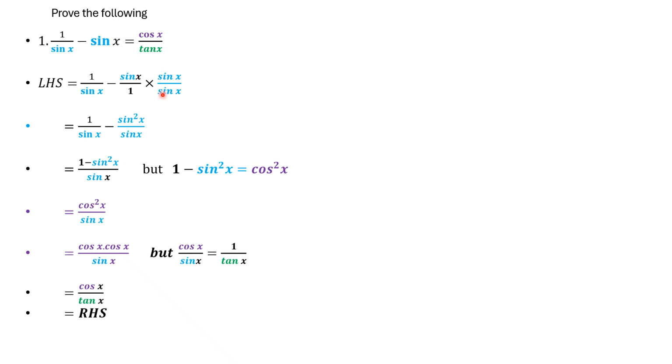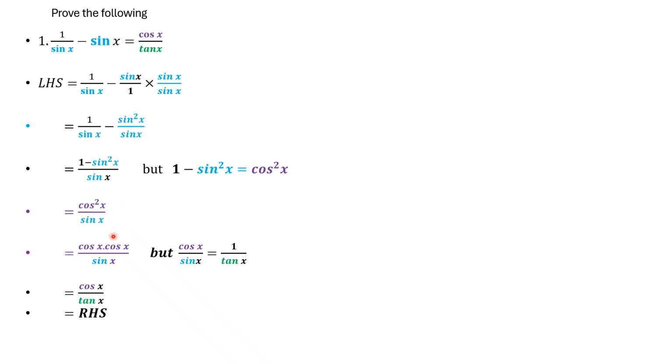Remember, anything divided by itself equals 1. So by multiplying by sin x over sin x, I'm not changing the fraction. Sin x times sin x becomes sin squared x, and 1 times sin x becomes sin x. Now you see the denominators are the same, sin x and sin x. So from here, 1 minus sin squared x on top over sin x. But remember, 1 minus sin squared x equals cos squared x according to the square identity. So that becomes cos squared x over sin x.